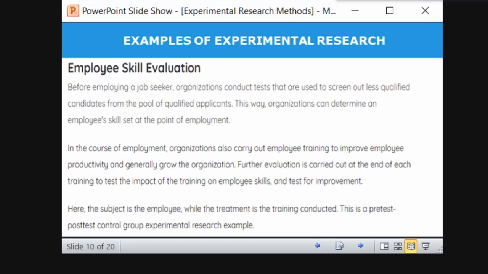In the course of employment, the organization also carries out employee training to improve employee productivity and generally grow the organization. So after the company has employed you, they will provide training at frequent intervals, depending upon the nature of the product, for the growth of the organization. Further evaluation is carried out at the end of training to test the impact of the training on employee skills and test for improvement.